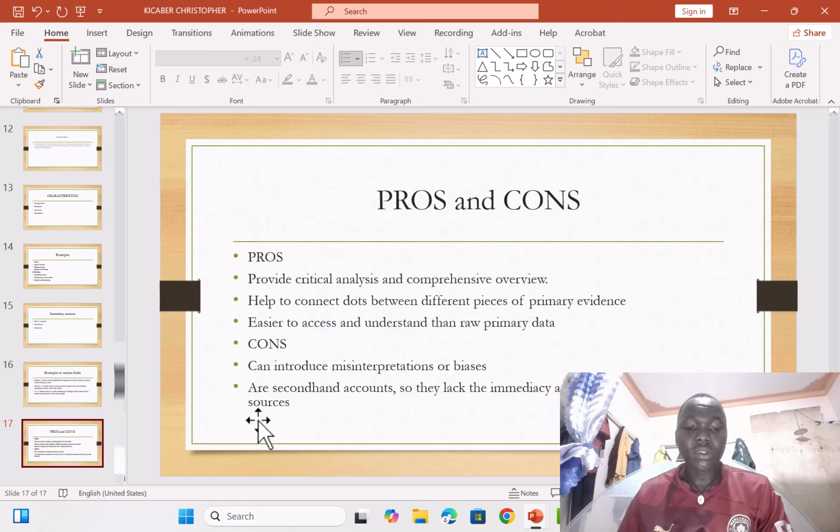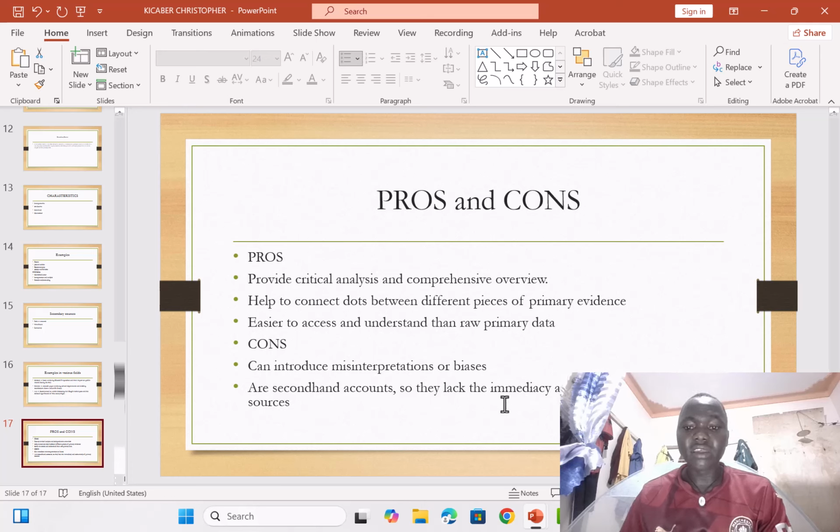The next is that they are second-hand accounts. Secondary sources are not first-hand information; they are always second-hand. So they lack the immediacy and authenticity of primary sources, and the exact original content of primary sources.